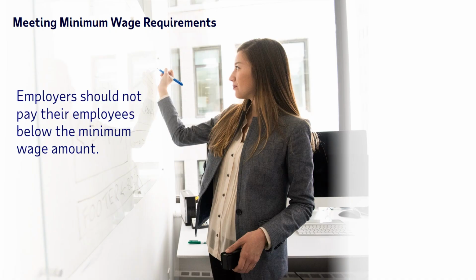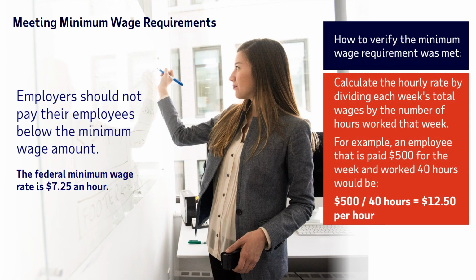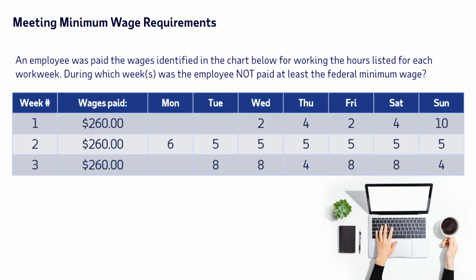Let's practice this. For the following exercise, you will perform the calculations necessary to make sure an employee was paid at least the minimum required amount each week. Assume that the employer is subject to the federal minimum wage rate of $7.25 an hour. An employee was paid the wages identified in the chart below for working the hours listed for each workweek. During which week or weeks was the employee not paid at least the federal minimum wage?